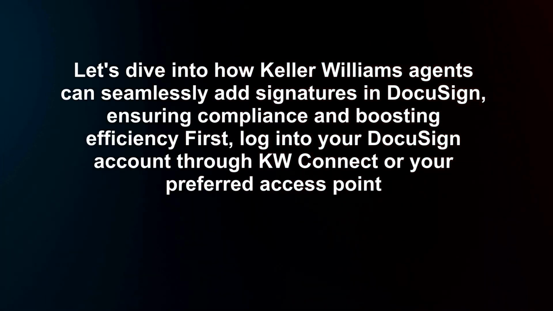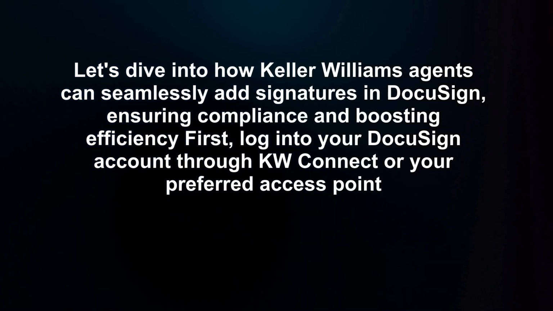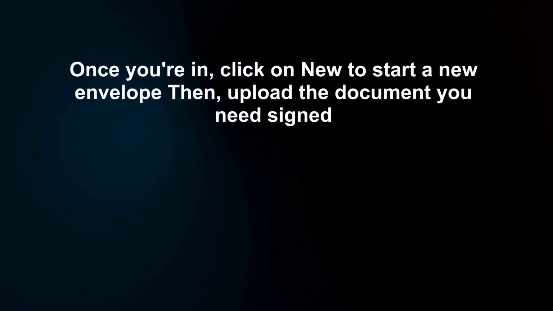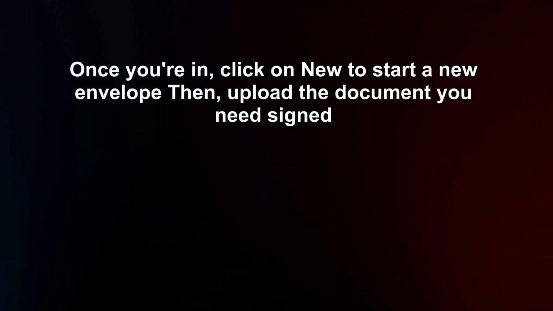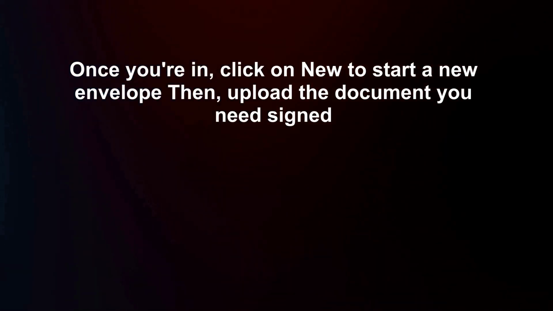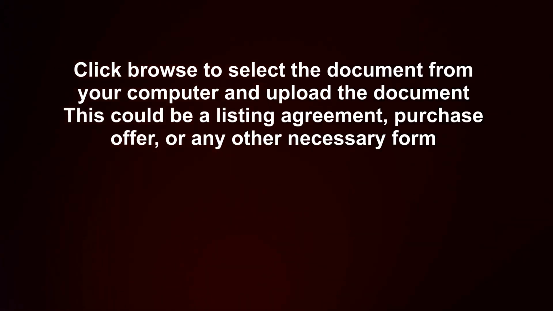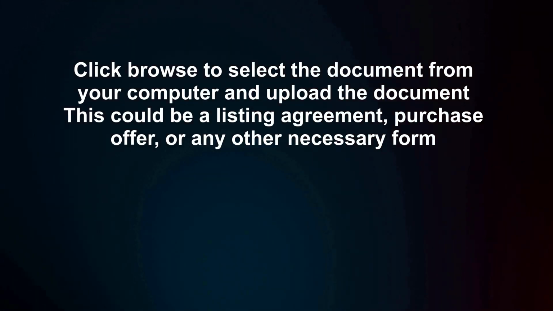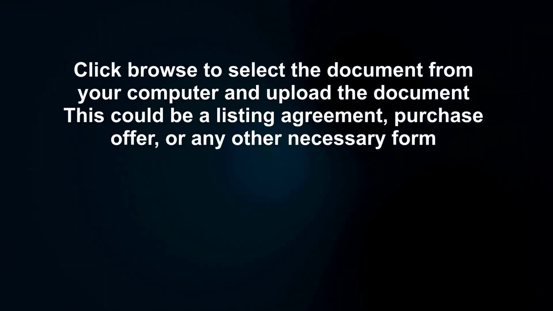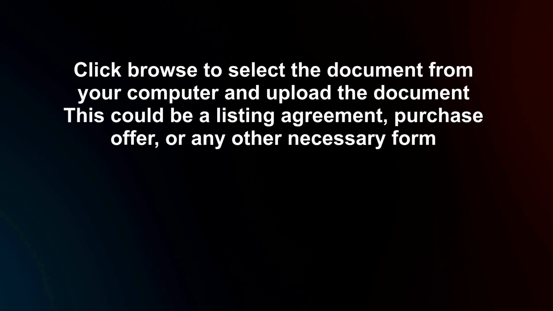First, log into your Docusign account through KuConnect or your preferred access point. Once you're in, click on New to start a new envelope, then upload the document you need signed. Click Browse to select the document from your computer and upload the document. This could be a listing agreement, purchase offer, or any other necessary form.